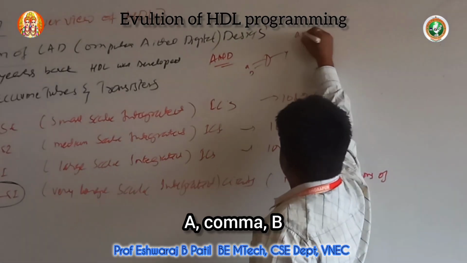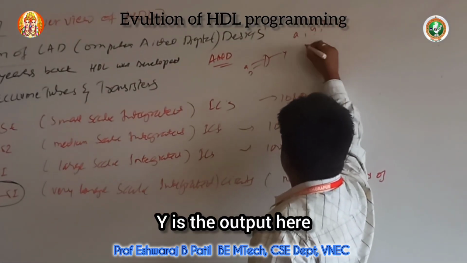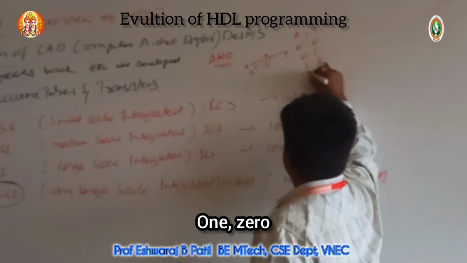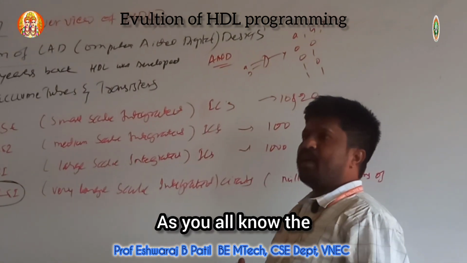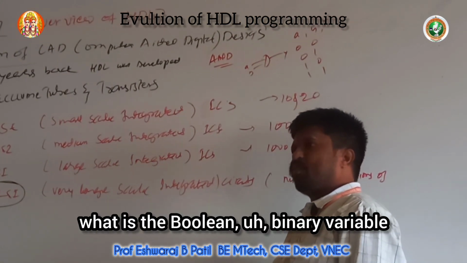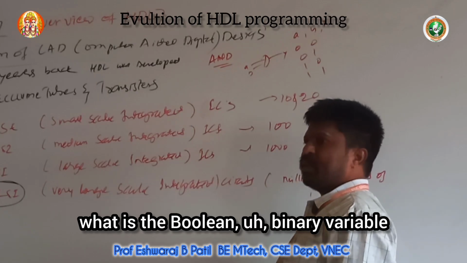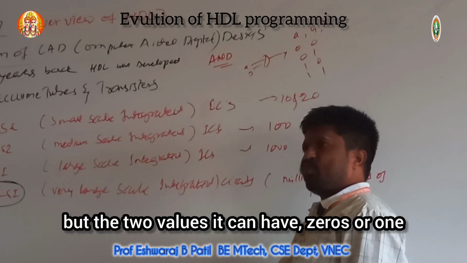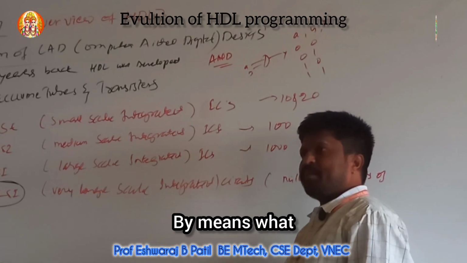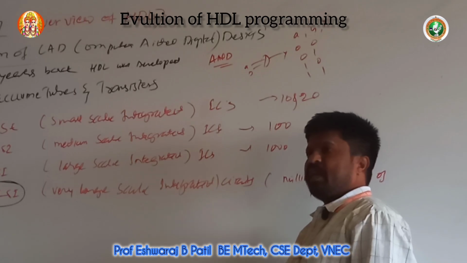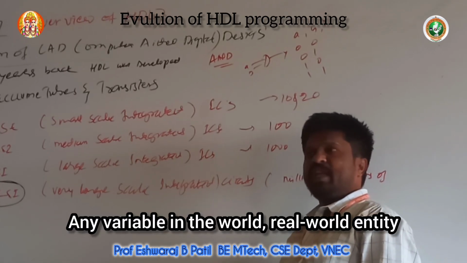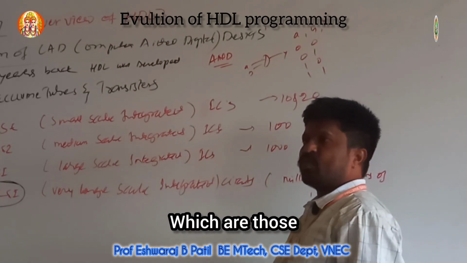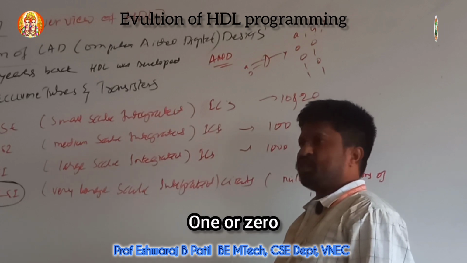A, B, and Y is the output here: 0 0, 0 1, 1 0, 1 1. As you all know, what is Boolean logic? What is a Boolean binary variable? Binary is nothing but two values it can have, zero or one. Any variable, any real-world entity, can have two values: one or zero.